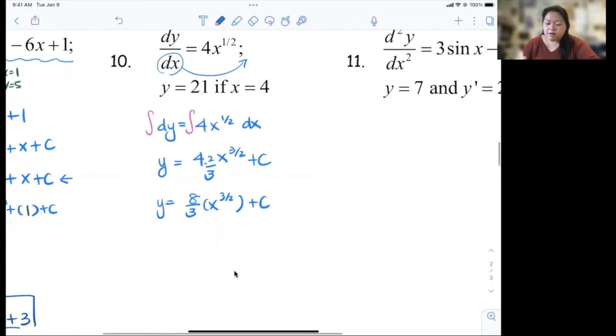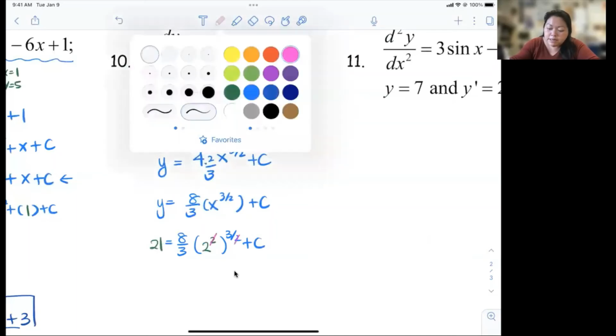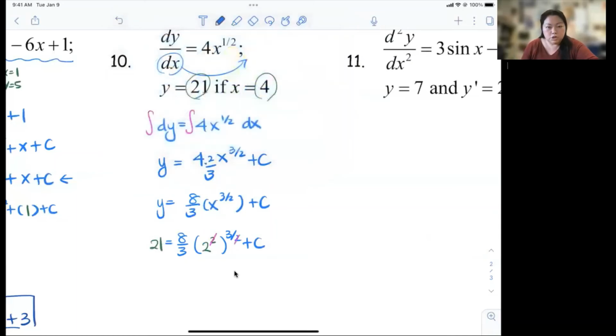Okay? Now, same as before, I gave you some information. I said, hey, y equals 21 if x equals 4. So 21, right? And then you have 8/3 x to the 3/2 plus c. Now, instead of 4, because I see the 3/2, I think it may be easier if I plug in 2 squared. Because now I can use the square and reduce that out, leaving myself with 2 cubed, right?